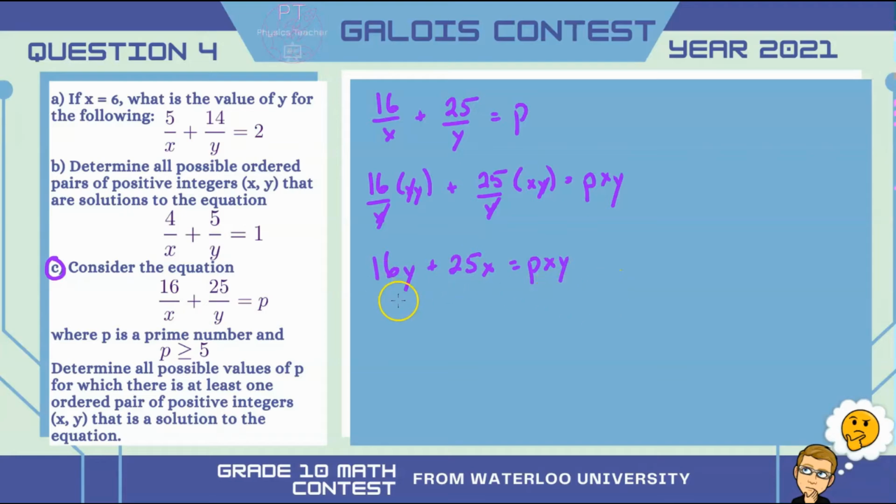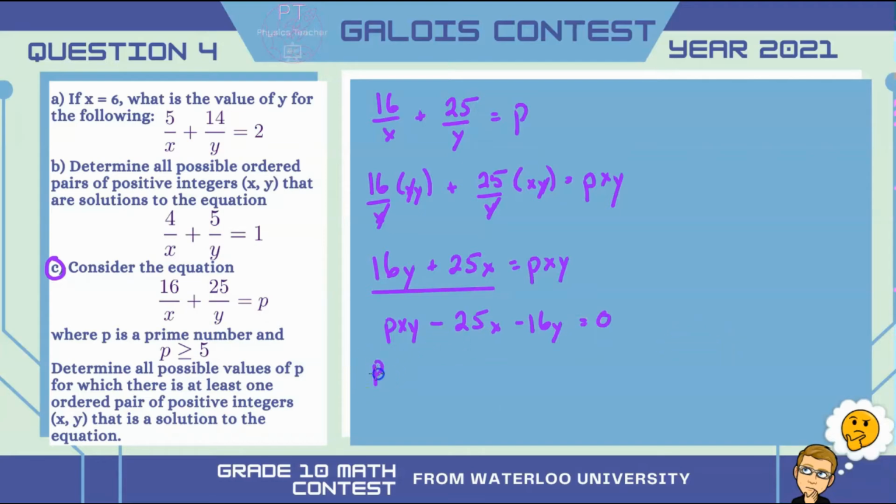Now, just as before, I'll bring these terms to the other side of the equation, so we have pxy minus 25x minus 16y, and that's going to equal 0. Now what I'm going to do next is a little different. I'm going to multiply every term by p.